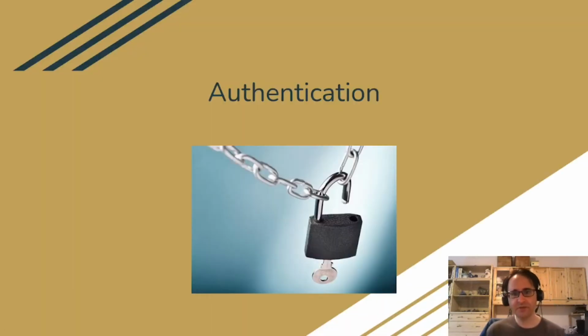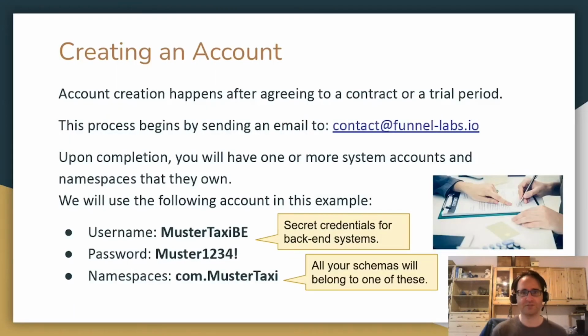So let's talk a little bit more about how it actually works. And the first step of that is authentication. So how do you actually create an account? Before you can authenticate or work with the funnel system, you have to create an account. The process begins by just reaching out. So send an email to contact@funnellabs.io to begin a conversation about getting your business signed up and able to use the funnel system. Once this process is over, you'll have a username with a password.